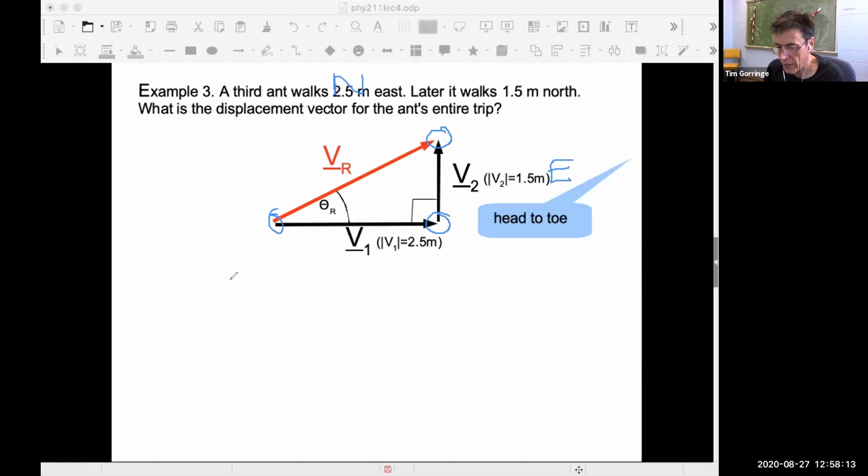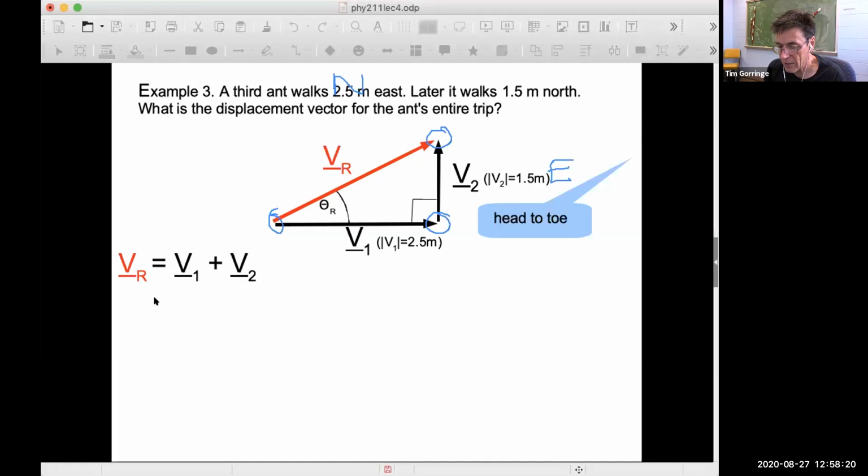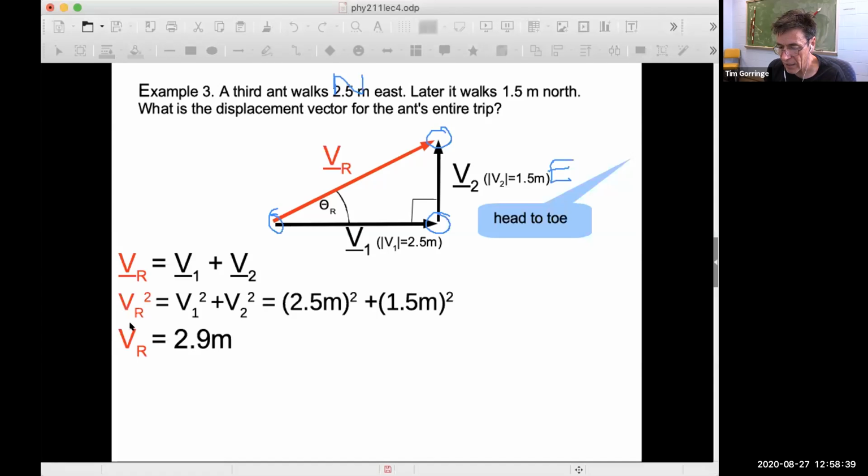So that's a picture of the vector addition, and now we just got to carry out the mathematics of adding two vectors together. So for the magnitude, the length of the red resulting vector here, the length squared is equal to the sum of the squares of the two other vectors. And so that will give us the length of the resulting vector. If you calculate 2.5 squared plus 1.5 squared and take the square root, it is 2.9 meters.